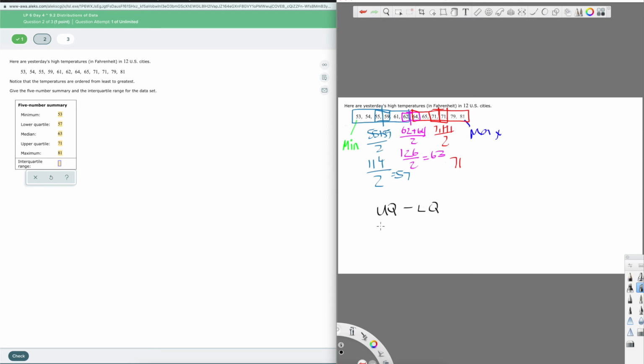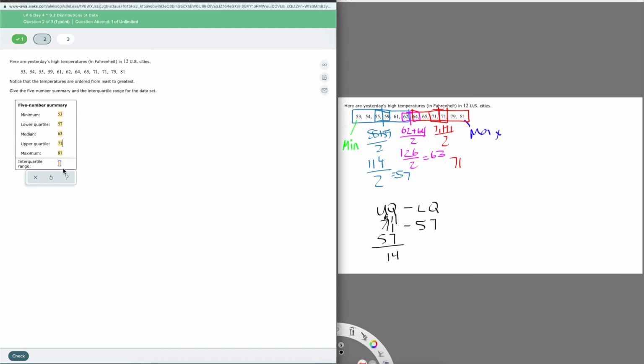So the upper quartile was 71 and the lower quartile was 57. So I just want to subtract these two. Let's see, what do we get there? I'm going to stack them because that's a little easier to picture for whatever reason. 11, so I get 4 and 1. So there's a difference of 14 there. So the interquartile range is 14.